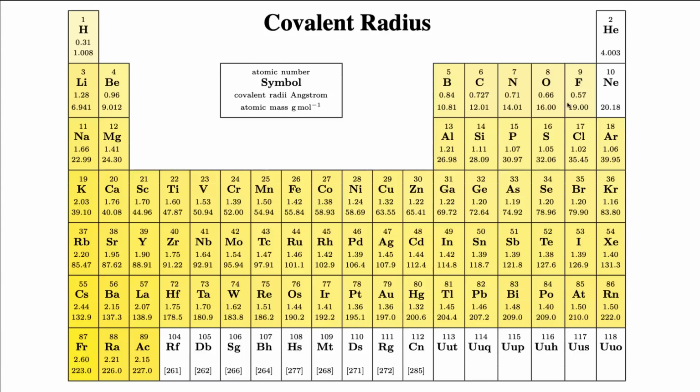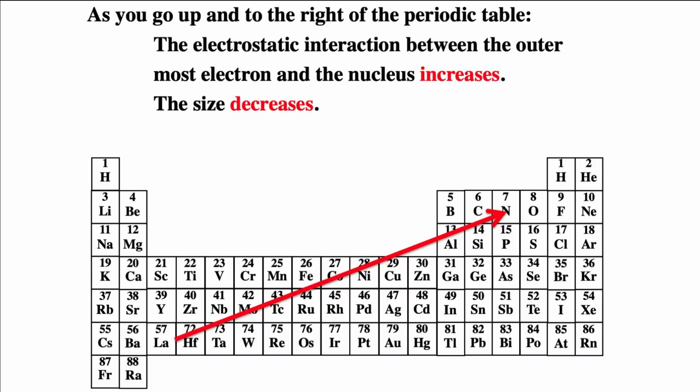And so fluorine has a covalent radius of 0.57 angstroms. Francium is 2.6. And so francium is about 5 times bigger than fluorine. And so as you go up to the right, the electrostatic interaction between the electron and nucleus increases, and the size of the atoms decreases.